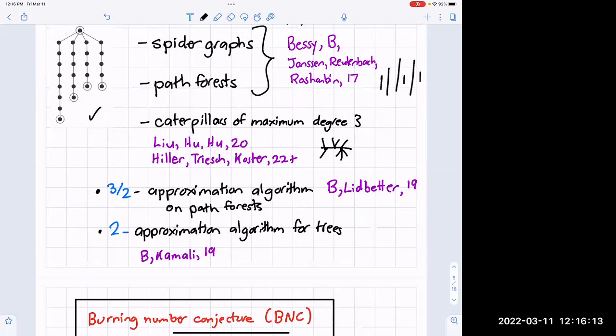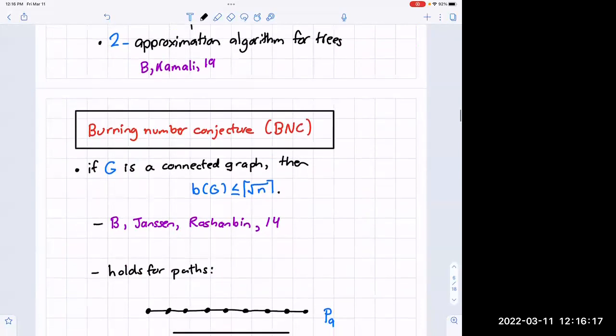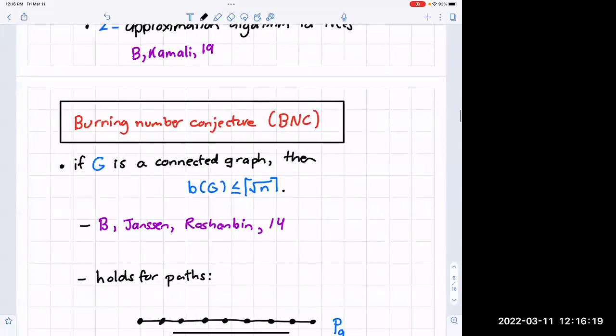Okay, so there's a fair bit that's known about the complexity, still some interesting questions. Probably the central question, the question that comes up over and over, and one that we don't have a resolution for, is what we call the Burning Number Conjecture, or the BNC. So what does this say?